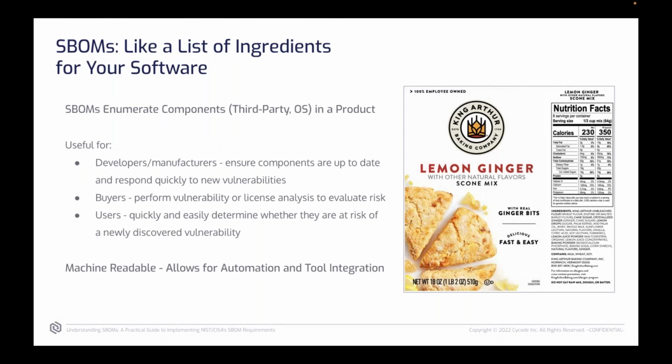I like to sort of think of it as an SBOM being like a list of ingredients for your software, right? We're all pretty familiar with the list of ingredients that come on food packaging. Here we have a delightful lemon ginger scone from King Arthur Baking. If you're in the Northeast like I am, you're probably familiar with this brand. But they do these great scones, and on it they have an ingredient list. So if you're concerned about what you're eating, you can look at it and understand exactly what's in it, and you can make an assessment about whether it's good for you to eat.